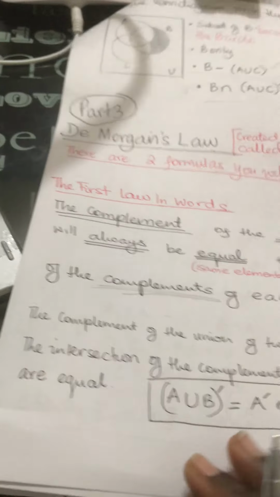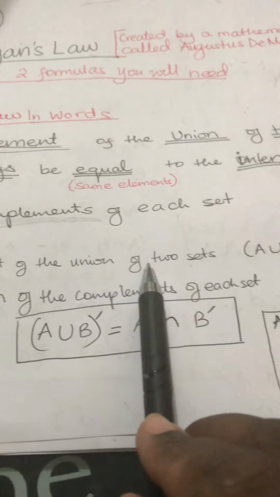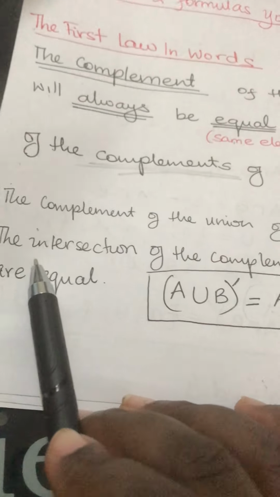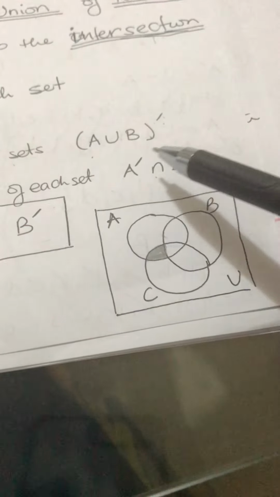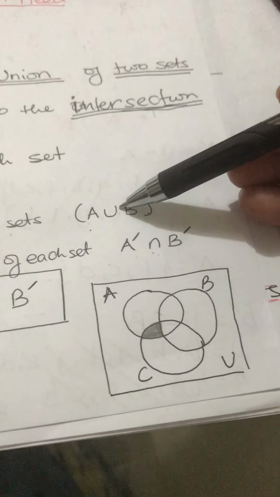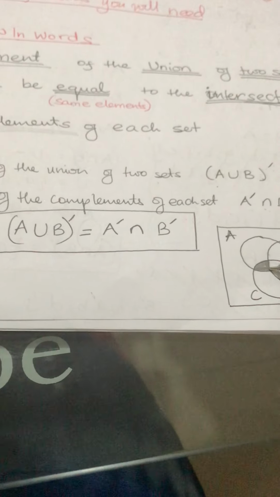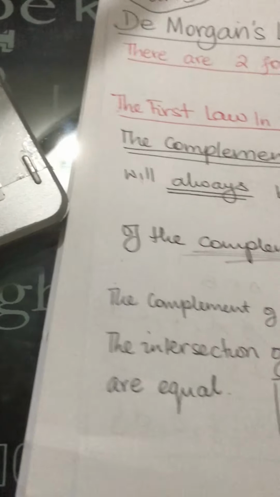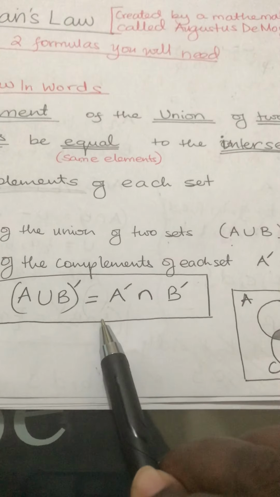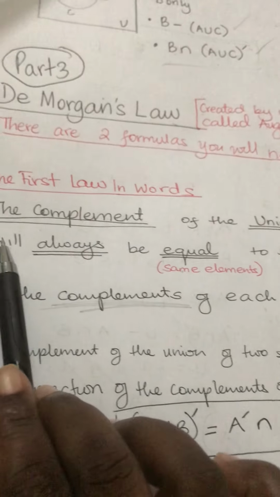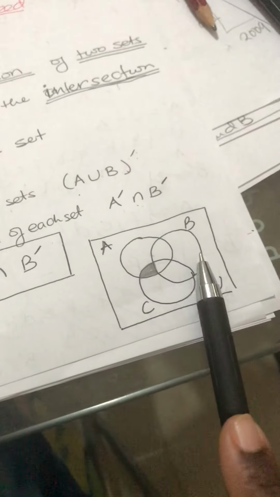Okay? So, the complement of the union. Union means put together. So like that. And complement. Then the intersection means you will find the intersection, but of the complements. Not of the sets, of the complements. These 2 should equal. And here is the picture. Here is the set notation or the set operation. Okay? You have said it in words. You have written them.